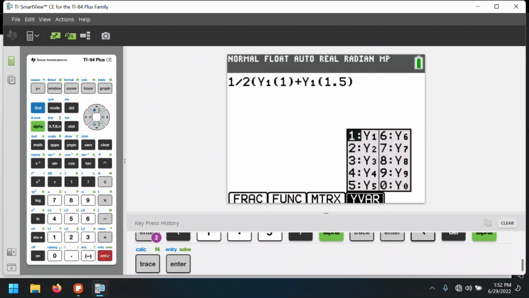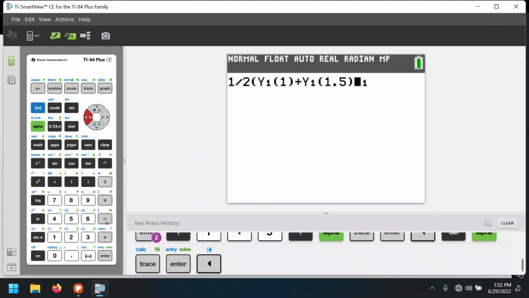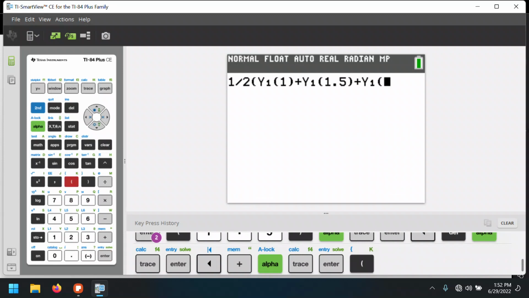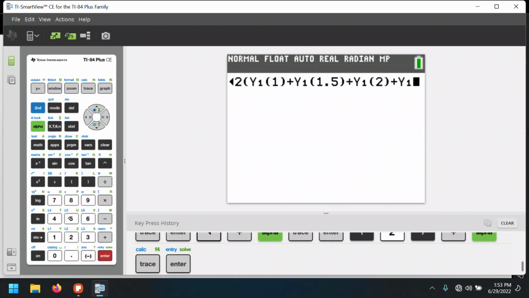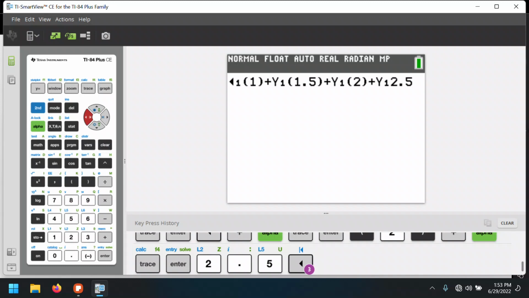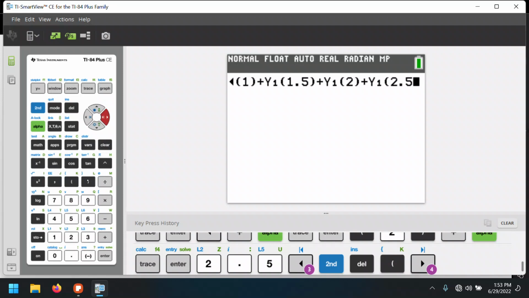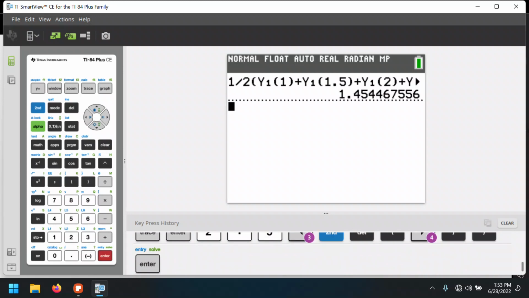Okay, now. Plus alpha, trace, enter, much better. And then the next value that we evaluated is 2. And plus alpha, trace, Y1 of 2.5. Oops, I forgot parentheses. Close parentheses, and I'm going to close another parenthesis for the whole expression. And what are we going to get?